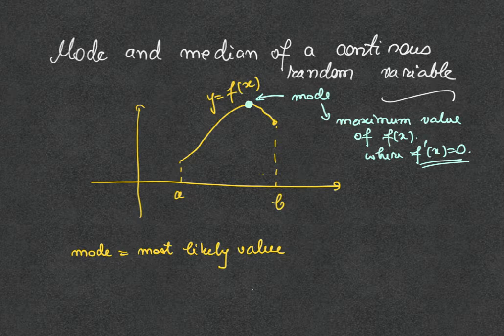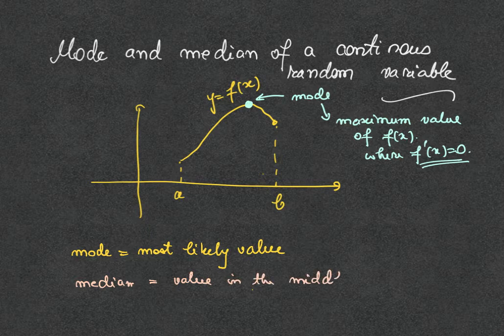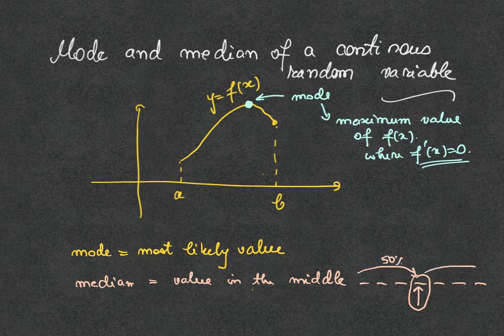How do I find the median? The median, remember, was the value in the middle when the data was arranged in ascending order. So if you had discrete data, 1, 2, 3, 4, 5, 6, 7, seven data points, the value in the middle was the value in the 4th position. This means that you have 50% of the data on the left and 50% of the data on the right.